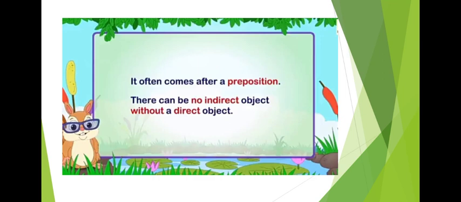Now, there can be no indirect object without a direct object. We have seen that sometimes in a sentence there may be a direct object but not an indirect object. But here, there can be no indirect object without a direct object, which means an indirect object cannot exist without a direct object.